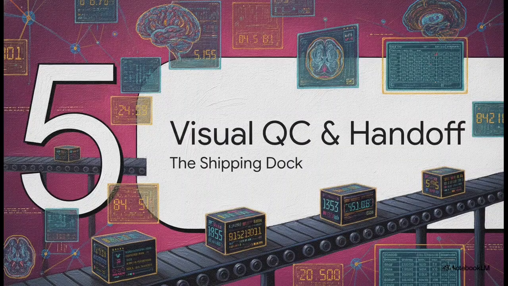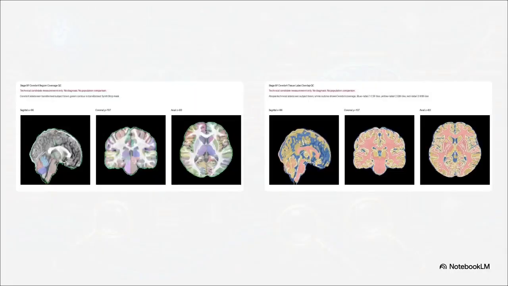And finally, Section 5, Visual QC and Handoff. We've made it to the shipping dock. Think of this final phase of our factory tour, stages 8F and 8G, as a shipping dock, right? This is where all that visual quality control is finally translated into hard, numeric data tables for external handoff.